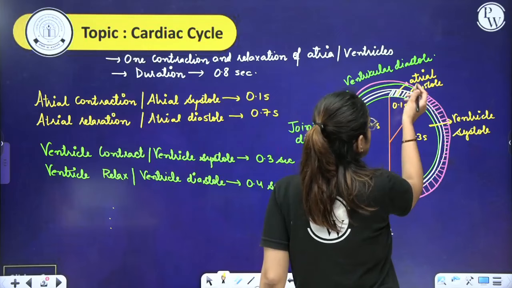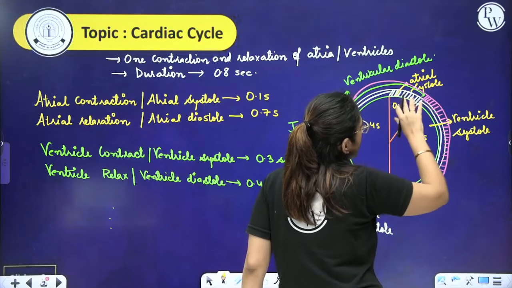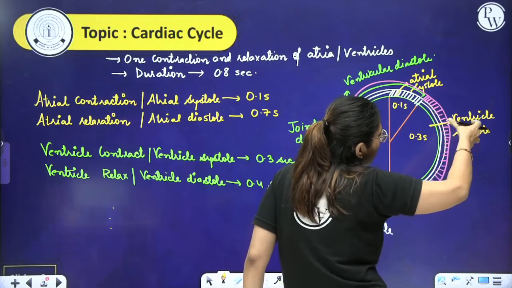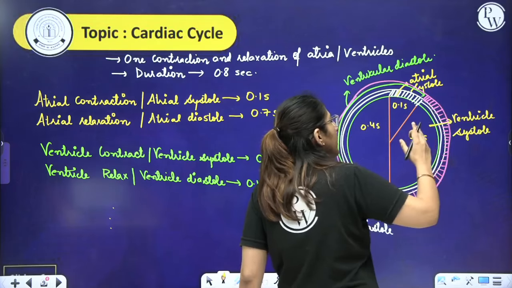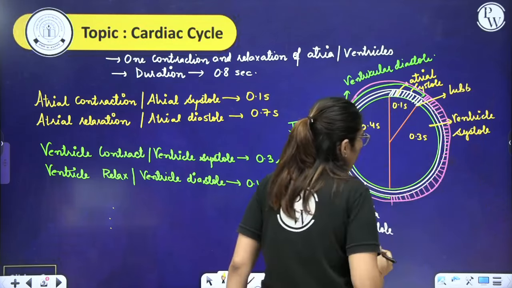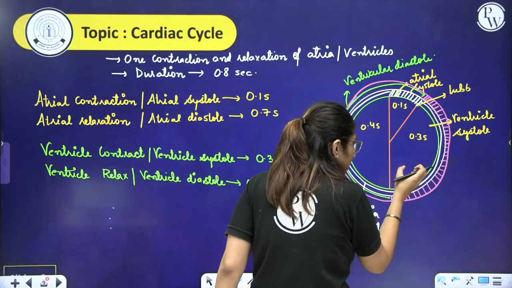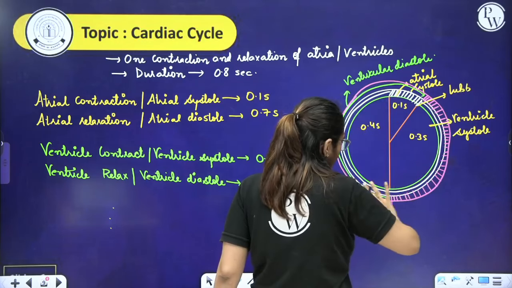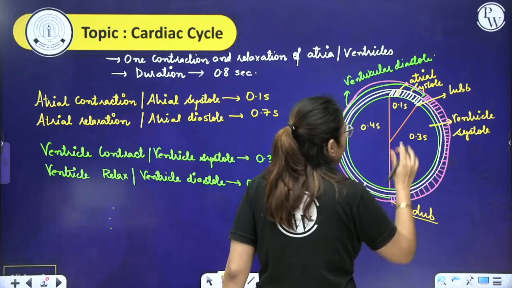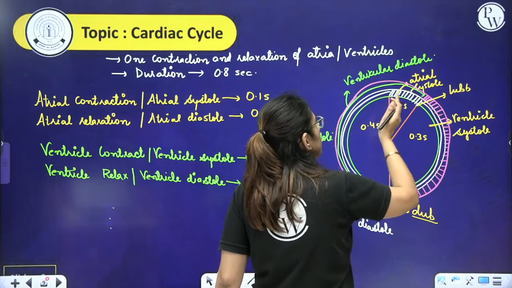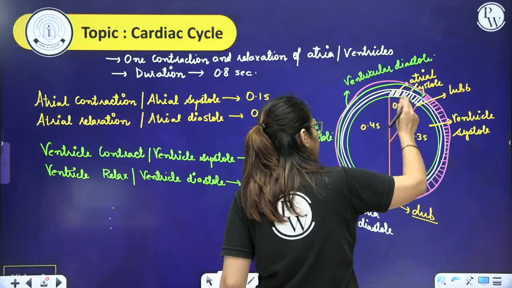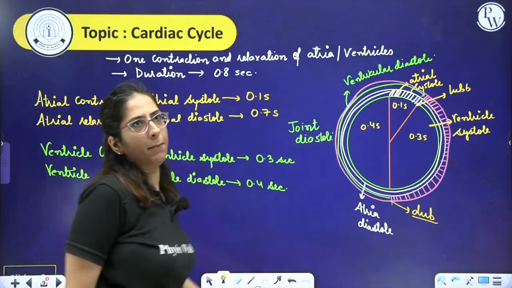Okay, now atrial systole, just after the contraction, the relaxation will start, right? And after relaxation comes the ventricular systole, the ventricle contraction. Just before the ventricle contraction, the lub sound will be produced over here. Once the ventricle relaxes, here the dub sound will be produced. So, what is the difference between lub and dub? 0.3 seconds. For the next cardiac cycle, the difference is 0.5 seconds. These are the things which you have to remember also.